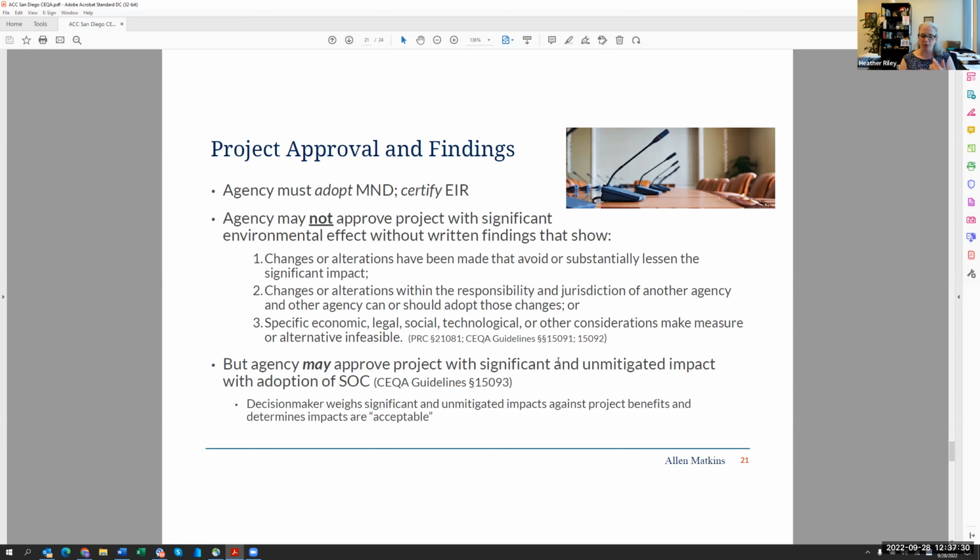Changes or alterations were made. You adopted mitigation measures. You picked an alternative. You did something that removed the significant and unmitigated. You have an EIR, but you have a project now that's free and clear of potential impacts. You've made all the changes you can and you're good. Sometimes you can't make all the changes because another agency is responsible.